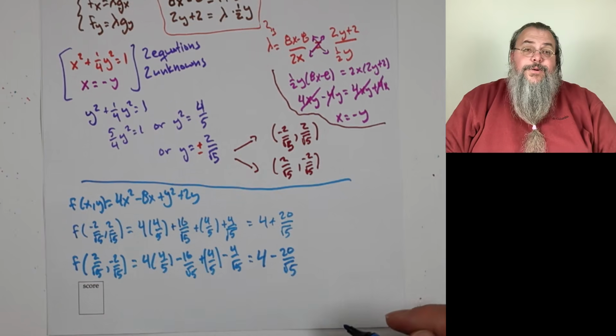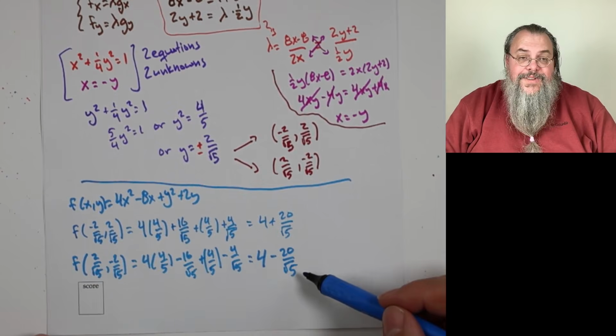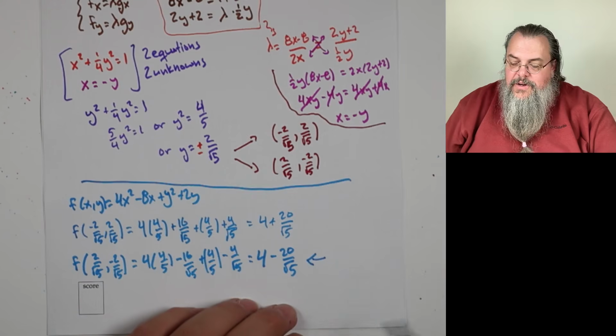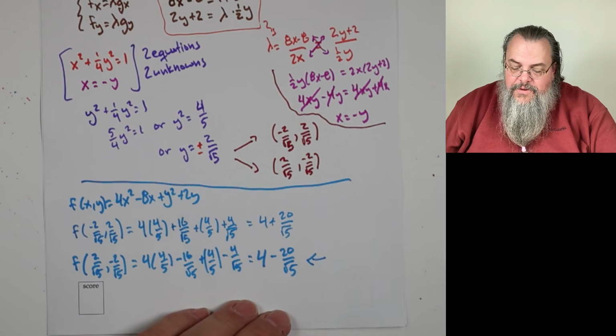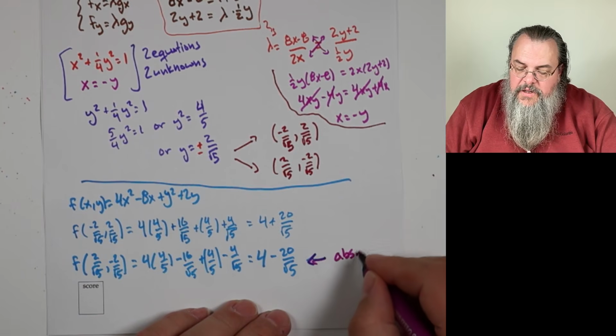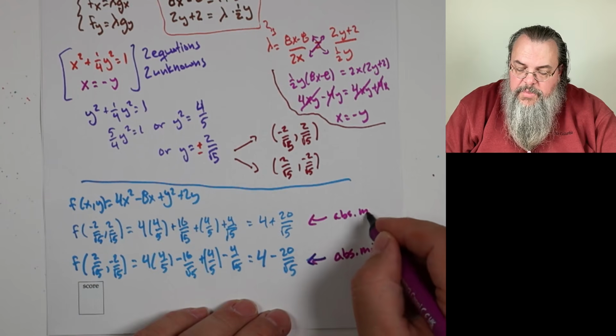And now, which one's a smaller value? Well, the 4 minus is going to be smaller than the 4 plus. So this here, this is the smaller value. So this must be our absolute min. It's smaller. This is our absolute max. It's bigger.